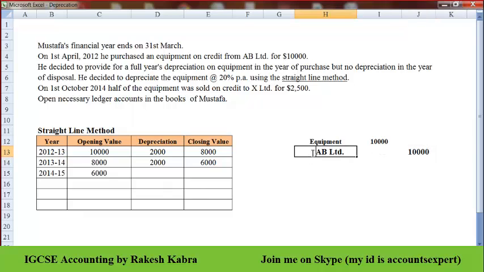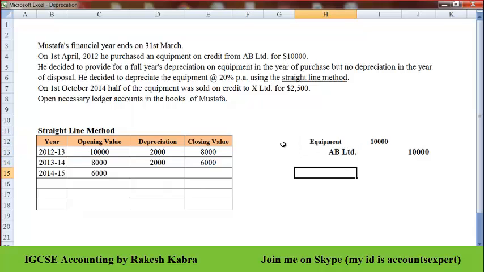So understood the entry? Yeah. So increase in asset, debit, increase in liability, credit. Why liability? Because he bought the equipment on credit basis. That's why it is a liability. So increase in asset, debit, increase in liability, credit.